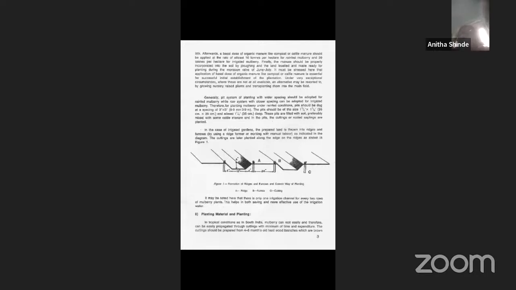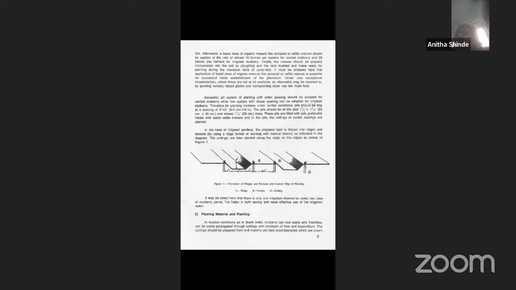Therefore, for planting mulberry under rain-fed conditions, the pits should be dug at a spacing of 3 feet by 3 feet, that is 0.9 meter by 0.9 meter. The pit should be of this size, 35 centimeter by 35 centimeter and at least 35 centimeter deep. These pits are filled up with soil, preferably mixed with some cattle manure, and in the pits the cuttings or the rooted saplings have to be planted.